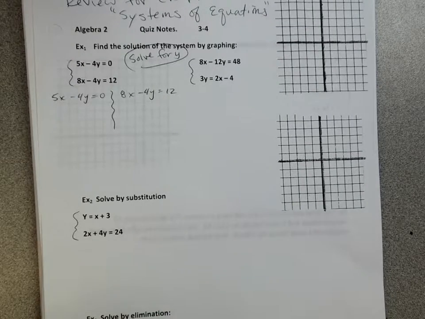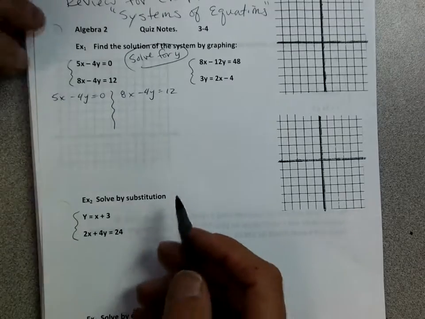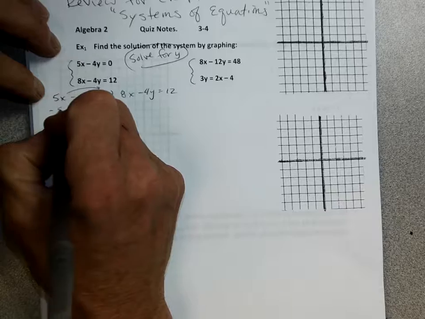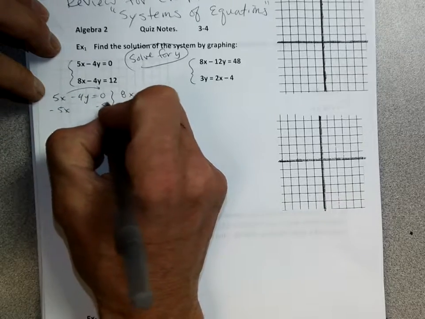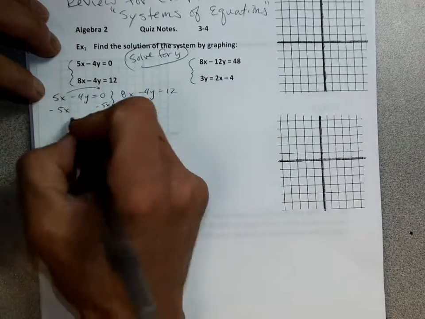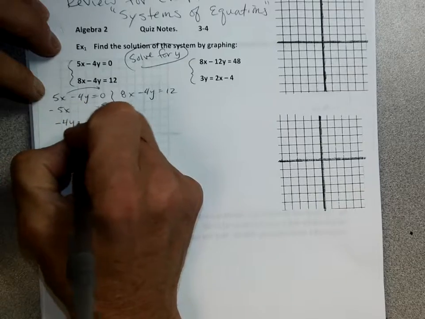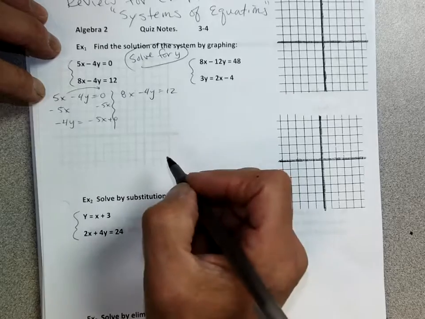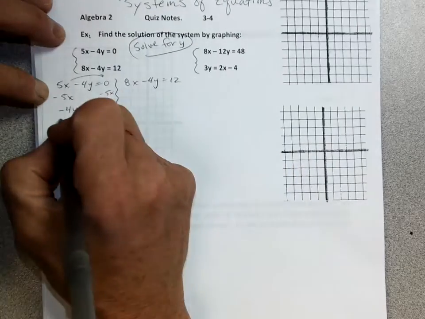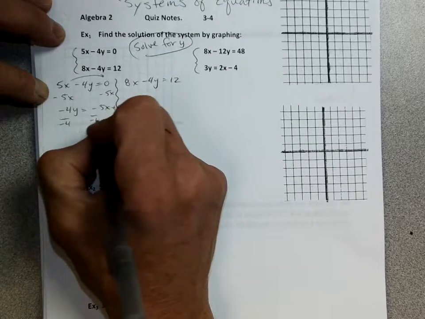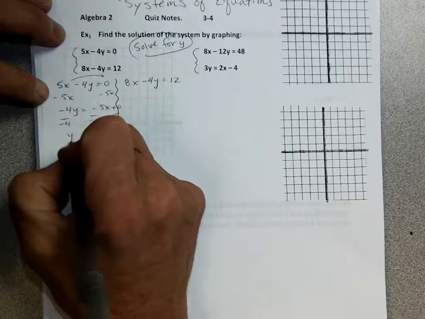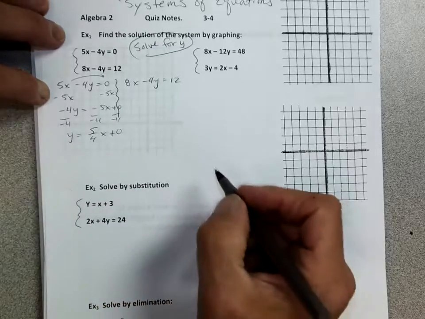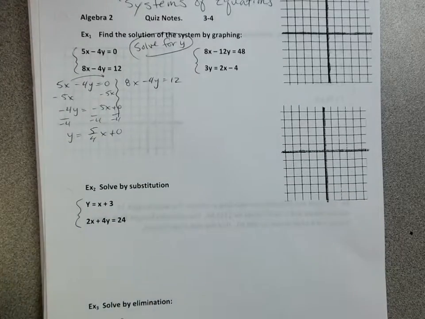So if I have to solve for y, first thing I'm going to do is bring over the 5x by going minus 5x, minus 5x. So I have a negative 4y equals a negative 5x plus 0. Plus 0, what the heck. Divide by negative 4 all the way through. Okay, and I'll get y equals 5/4 x plus 0. Okay, I can graph that. That's no problem. That's pretty easy.